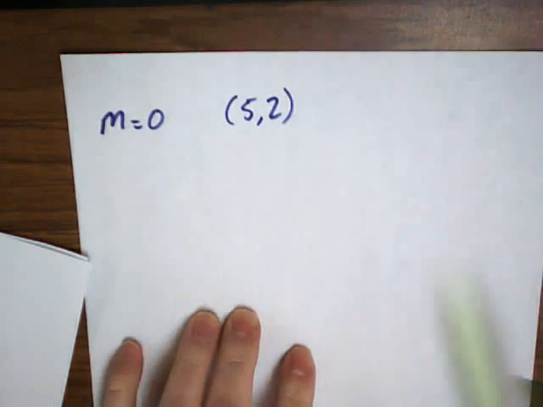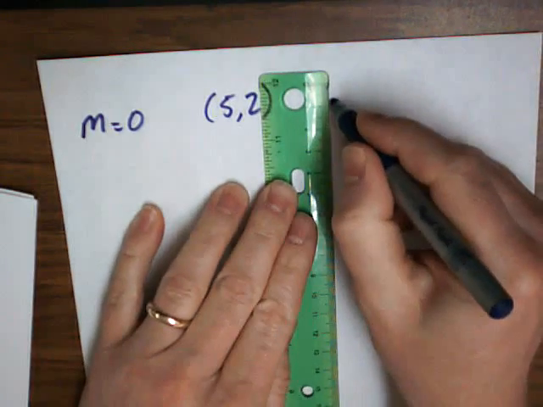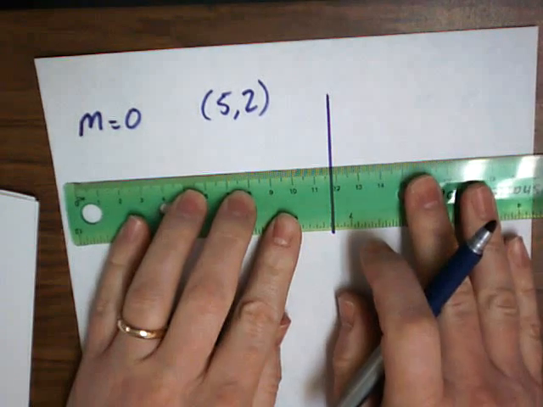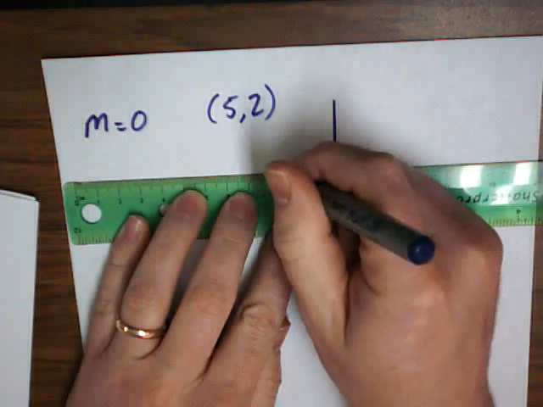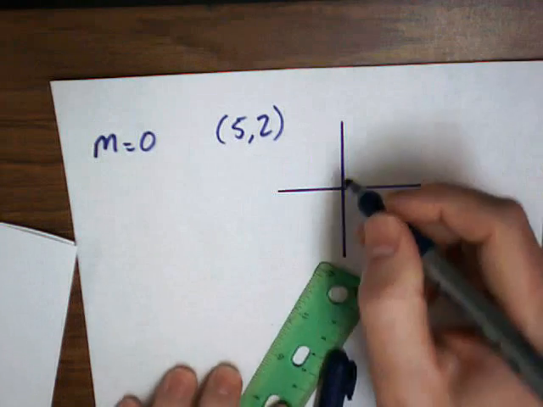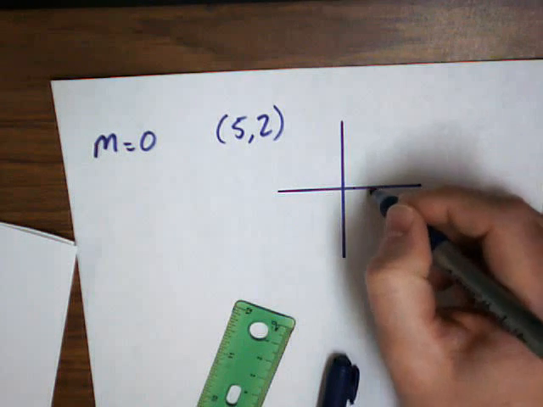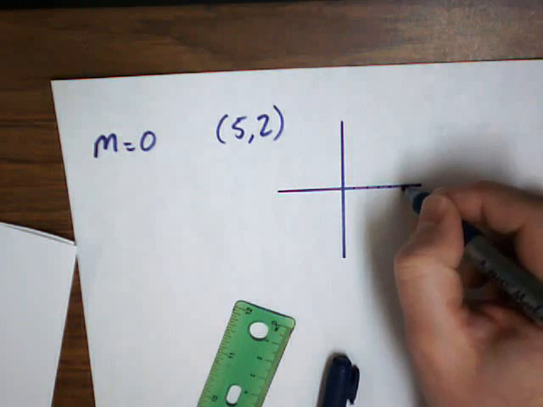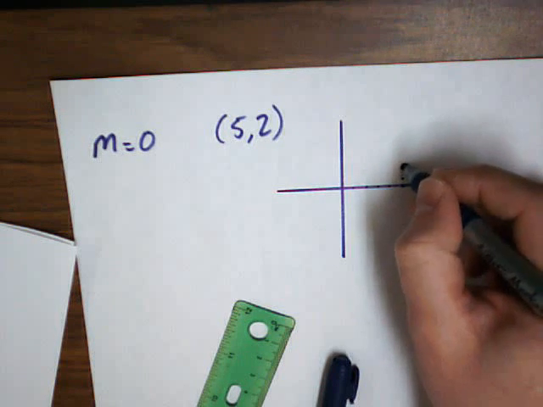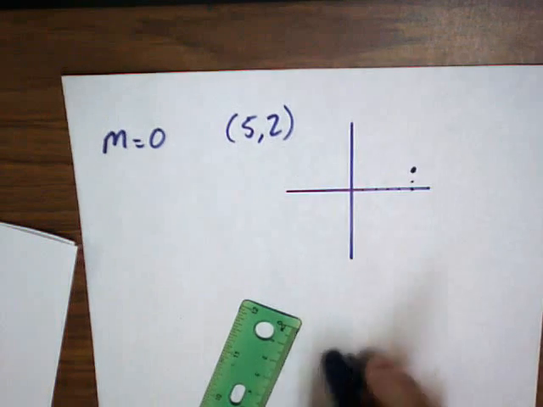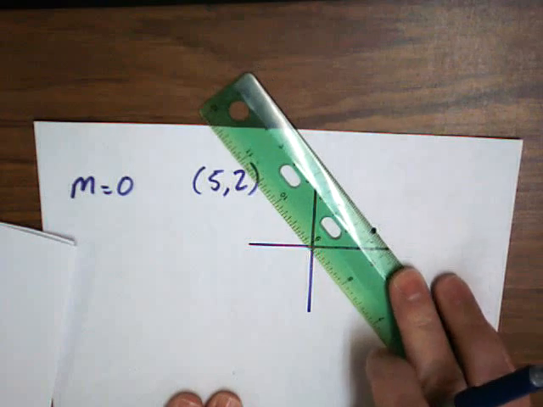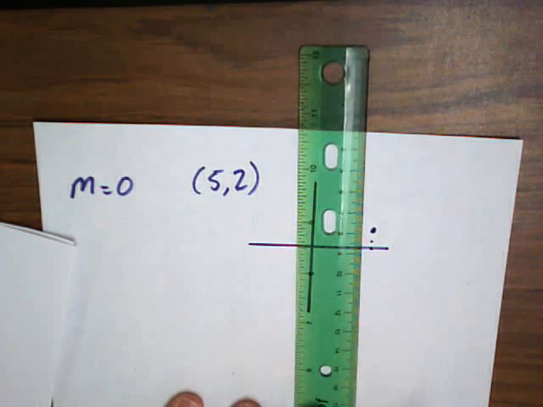So they give you a line. It's always good to try to draw a picture when you can. Does that seem like a good idea? So (5, 2) would be over 5, and then up 2. So that is a point on the line. I don't know where the line goes through it, right? It could go like this, or it could be straight up and down.